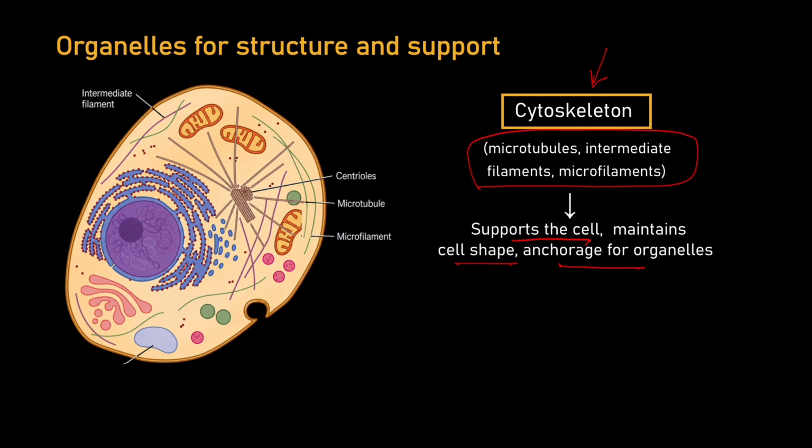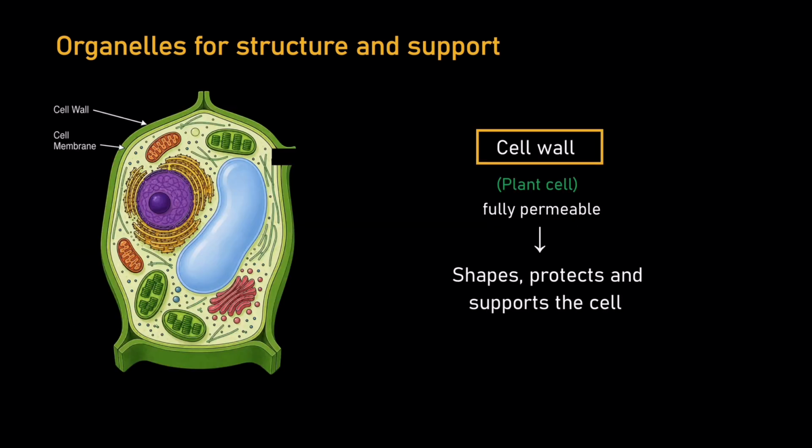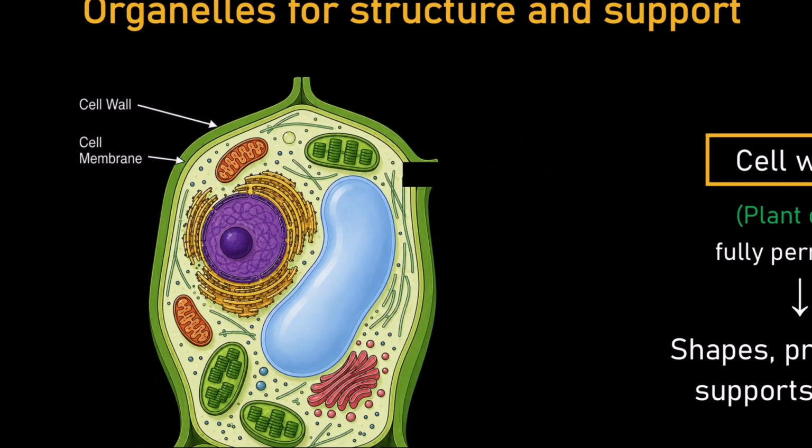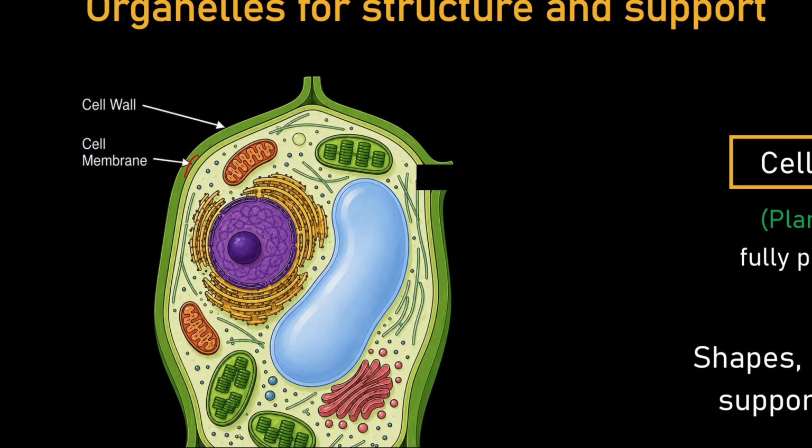Now, the cytoskeleton isn't the only thing giving a cell its shape. Plant cells especially have another layer of support, one that animal cells don't have. Let's look at that next, the cell wall. The cell wall is a rigid protective layer that sits around the plasma membrane, or the cell membrane. So this right here is our plasma membrane, and the cell wall is exterior to the cell membrane.